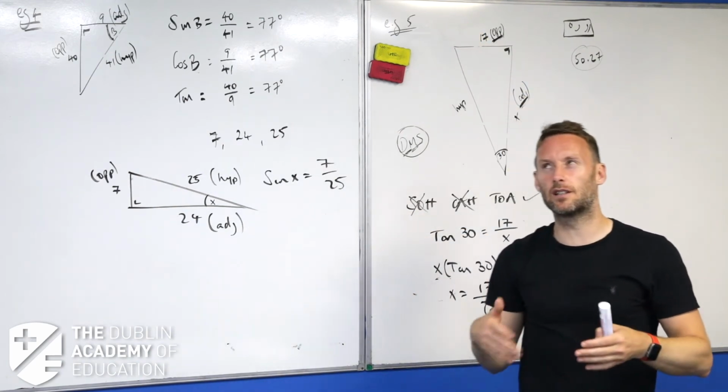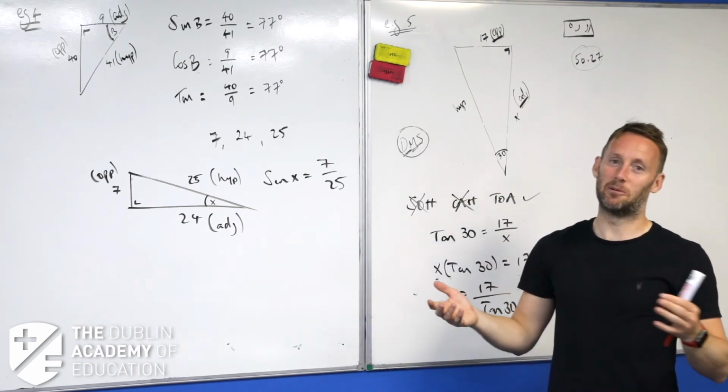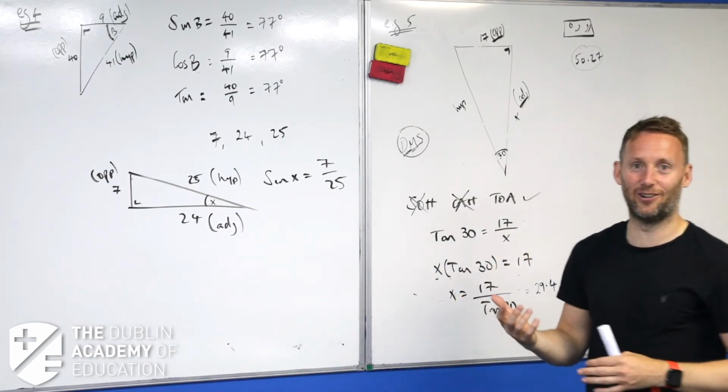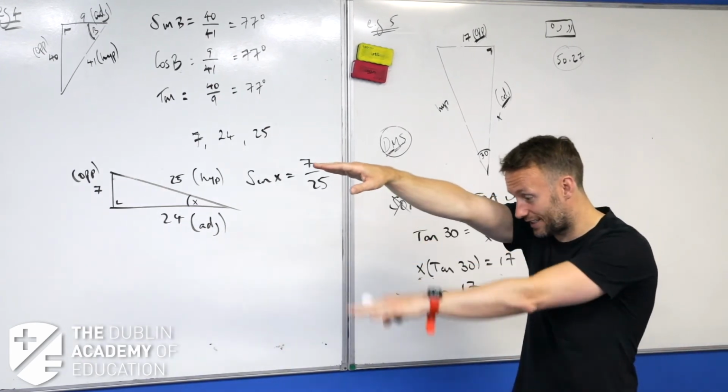Angle of depression then is almost the opposite. When people are depressed, what do they do? They look down. A lot of people were depressed during COVID, right? Everyone's looking down. So it's the angle that your line of vision makes with the horizontal when you look down.